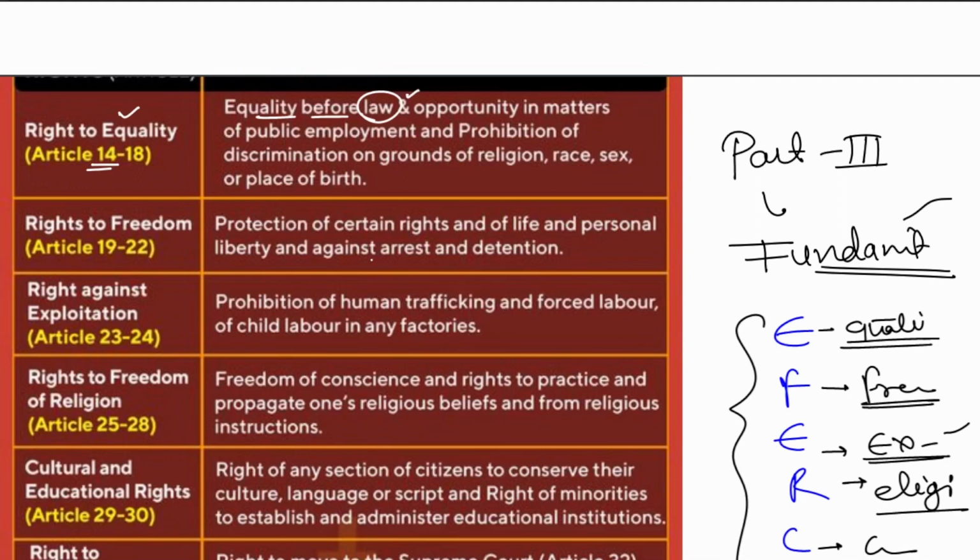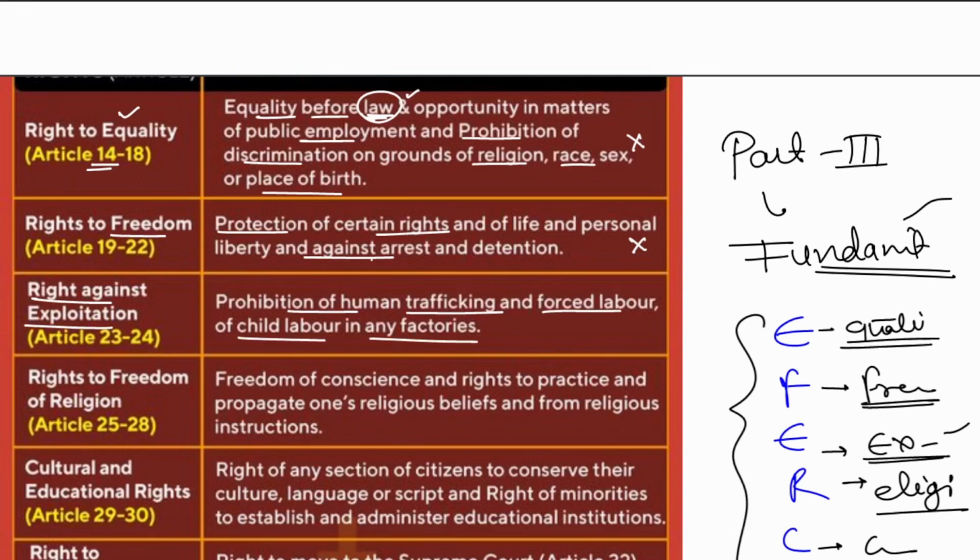Opportunity in matters of public employment, prohibition of discrimination on ground of religion, race, sex, place of birth. So this is not equal. All right, but only this law thing is getting harmed. Then we have right to freedom. So I don't think anything is getting harmed here. Liberty against detention. So nothing is getting harmed here. Then there is right against the exploitation. So prohibition of human trafficking, forced labor, child labor, and any factors.